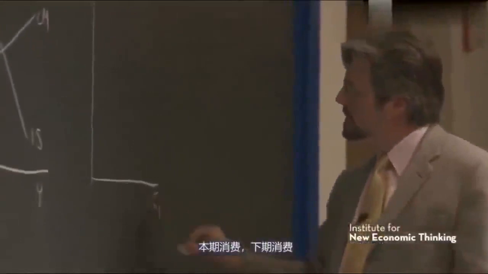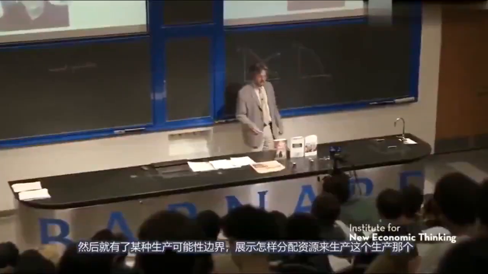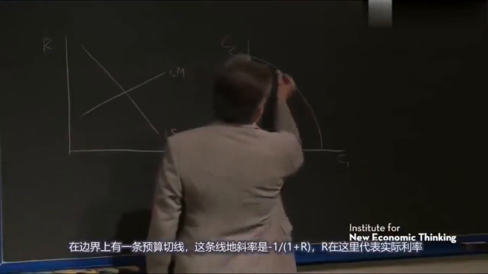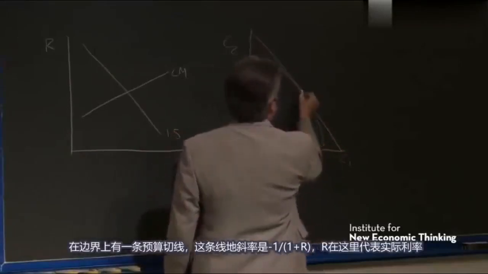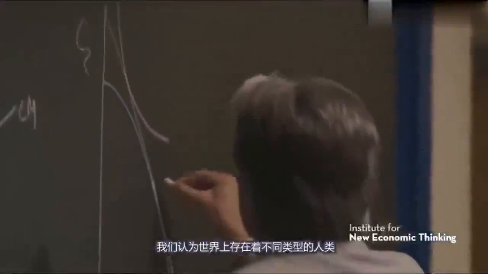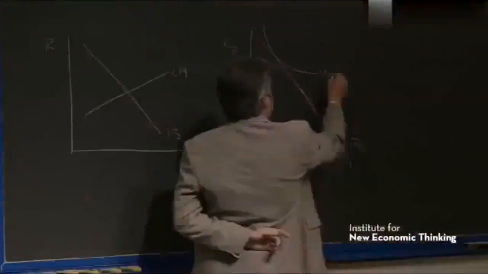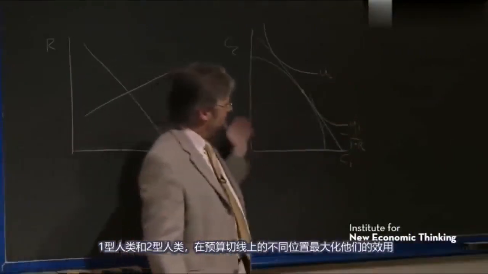Intermediate micro is another diagram. This is economics: consumption this period, consumption next period, and we have some kind of production possibility frontier that shows with the resources how we can produce this and produce that. And we have a tangent budget line here. The slope of that line is minus 1 over 1 plus r, the real interest rate in this case. And we think of there being different kinds of human beings in this world, type 1 and type 2, where they are maximizing their utility.